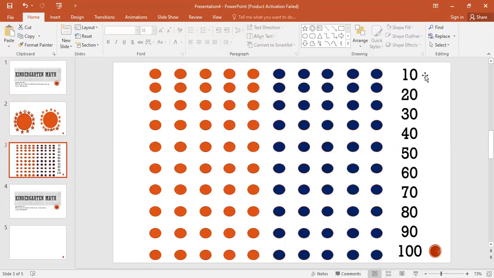Let's go ahead and practice that. Here is how we write each 10. I will say it first, and then I would like you to practice it along with me. Remember, each row here has 10 circles.